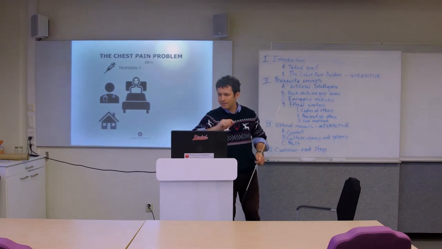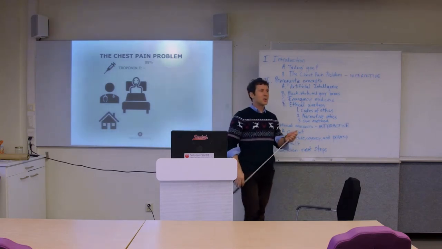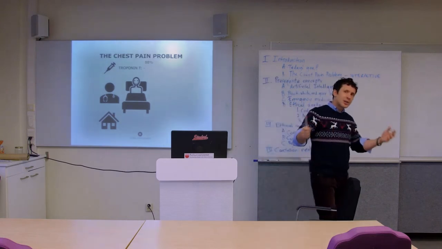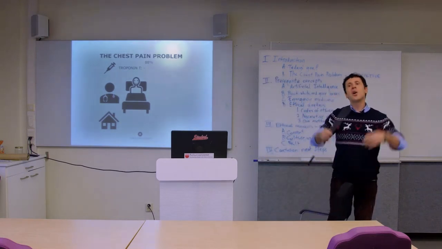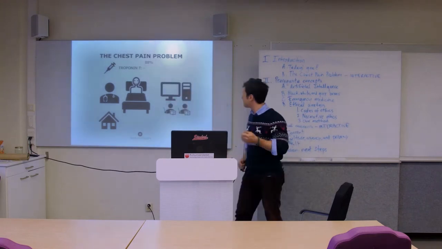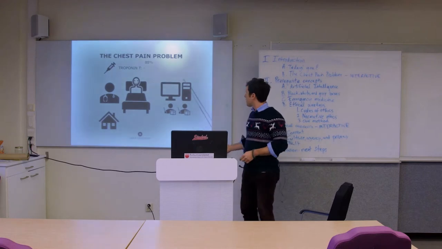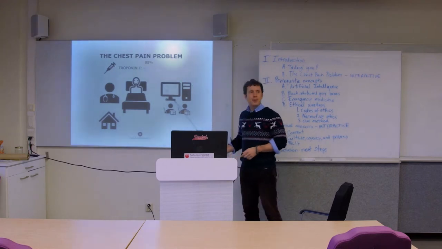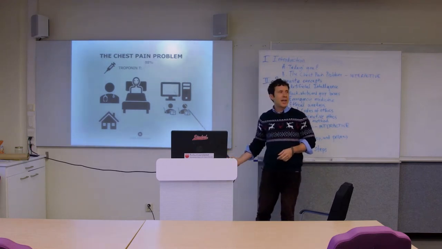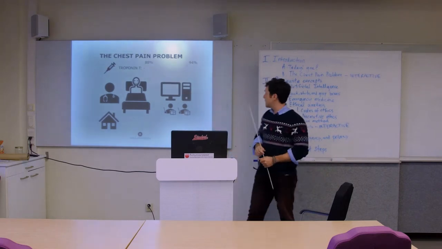Okay, so as he's on his way out the door, some researchers from Uppsala University show up in your emergency room, okay? And they've got this great computer. And this computer can predict whether or not somebody had a heart attack with an accuracy of 94%.